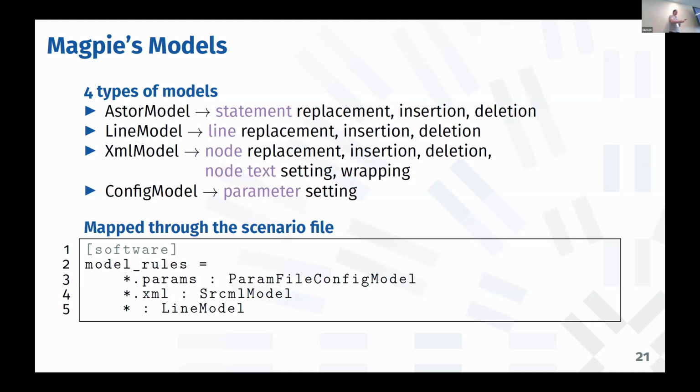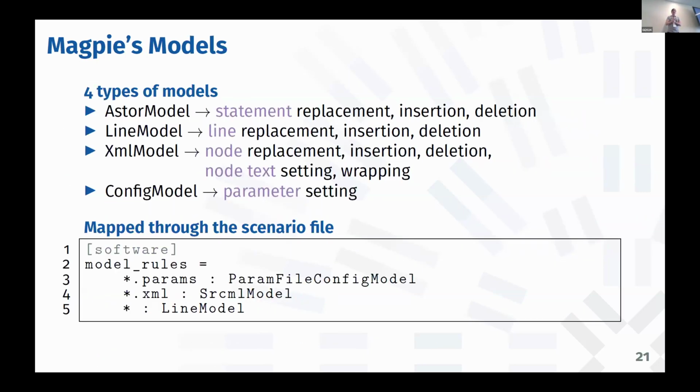The way which file goes to which model is by default, if the file ends with params, it goes to the parameter file config model. If it ends with XML, it goes to the SrcML model. Otherwise, it goes to the line model. You can change that. I think it's pretty self-explanatory with the joker here, the star. But you can have any number of files you want to transform, to evolve. It doesn't have to be all the same model. You can mix and match. You can mix and match also which transformation applies to which file. It should work out of the box as you can expect it to work.